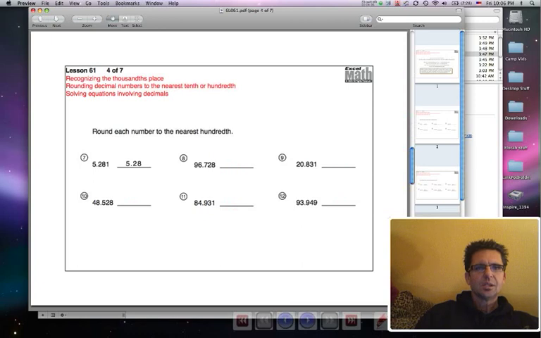There's our answers. Now they want us to round each number to the nearest hundredths place. So let's do a couple of examples here first. The 8 is in the hundredths place on number 7. Look to the right, that's a 1. The 1 tells the 8 to stay where it is. So the answer is 5.28 or 5 and 28 hundredths. On number 8, the 2 is in the hundredths place. Look to the right and you see an 8. That means that 2 has to be bumped up to a 3. So the answer is 96 and 73 hundredths.